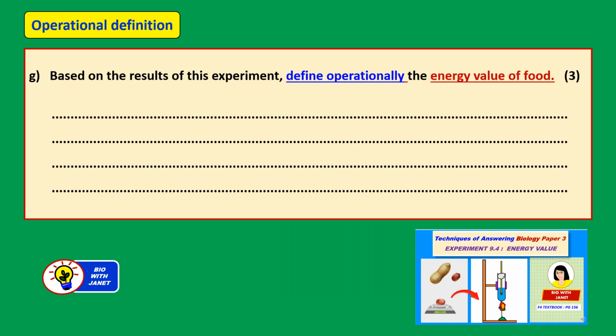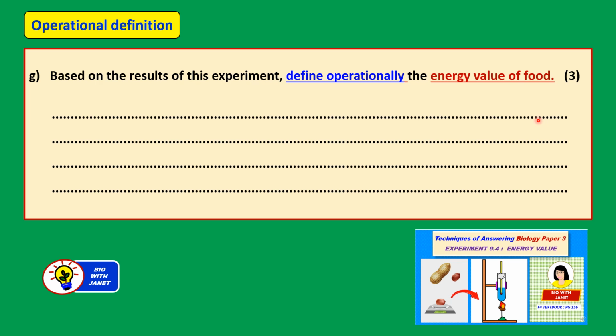It's quite easy once you know DOREM. Okay, so based on the results of this experiment, define operationally the energy value of food. Okay, this is from my video on energy value. So can you try and write down the operational definition?